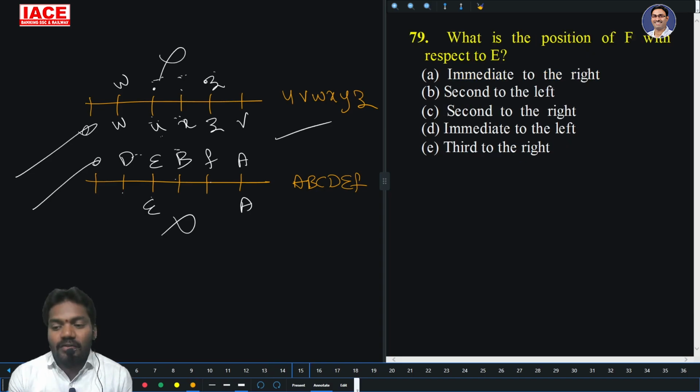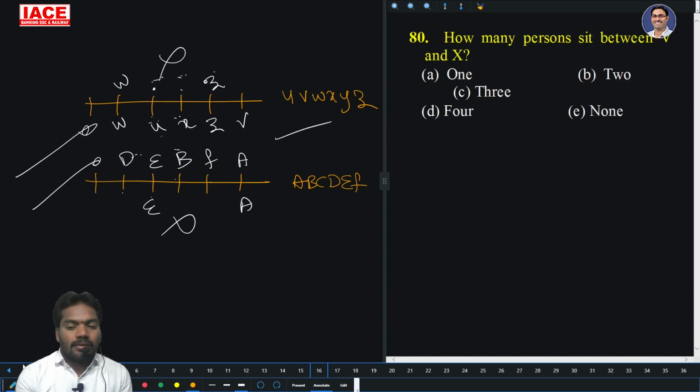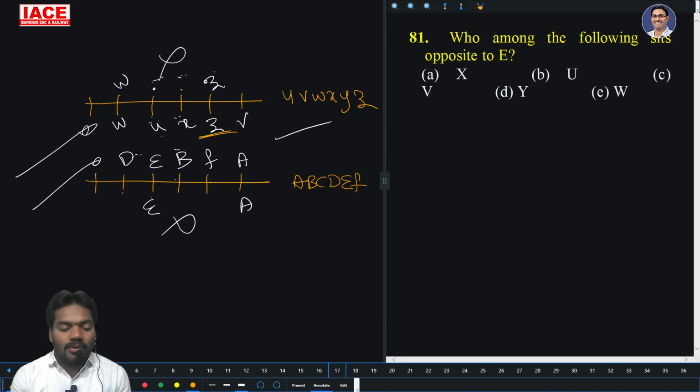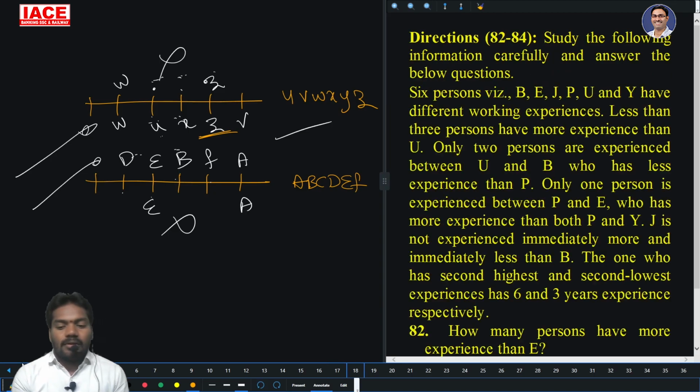What is the position of F with respect to E? First, second to the right. Second to the right, option C. How many persons are between V and X? One person, option A. Who among the following sits opposite to E? U is opposite to E, option B.